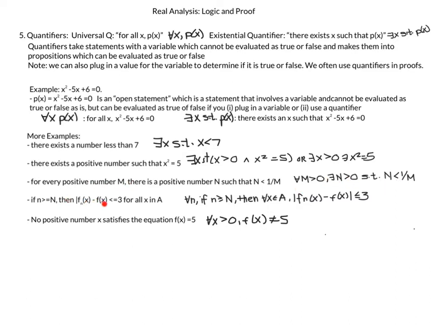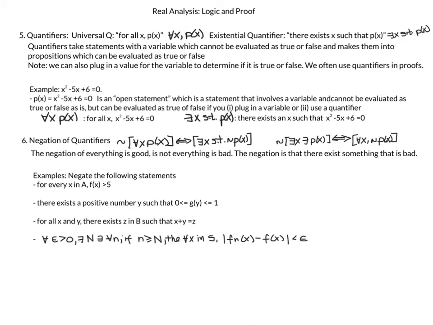No positive number x satisfies the equation f of x is equal to 5. So for all x greater than 0, f of x is not equal to 5. This one's kind of tricky because it's a for all. Even though it says no positive integer satisfies it, it means for all integers, this statement is false.